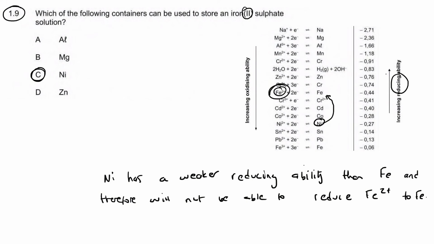And then I come back to this one, Fe2+ to Fe. And the reason I can say that it's weaker is because if I look on this table, it says that as the arrow goes up, the ability to reduce increases. So because nickel is lower down, we can say that it is weaker.